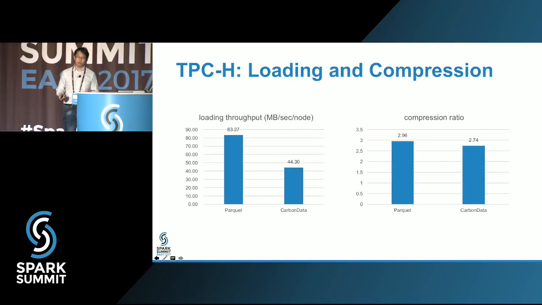Talking about the loading performance and the compression ratio, because Carbondata, when loading, it needs to sort the record, so it takes time. So it's fair that Carbon loading speed is like half of the Parquet loading speed. And the compression ratio is similar.